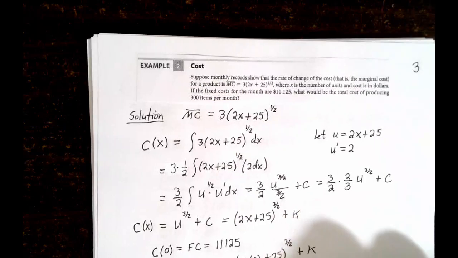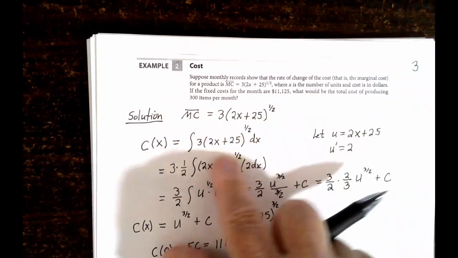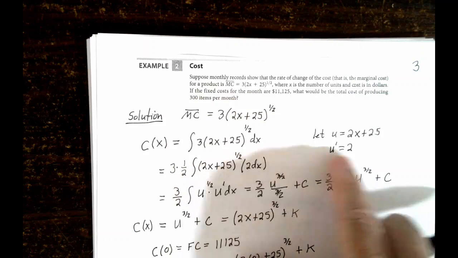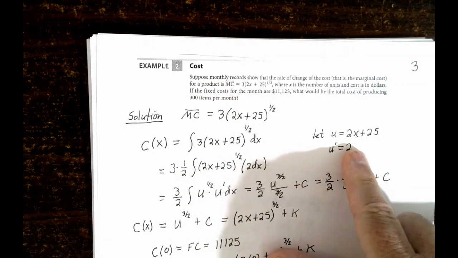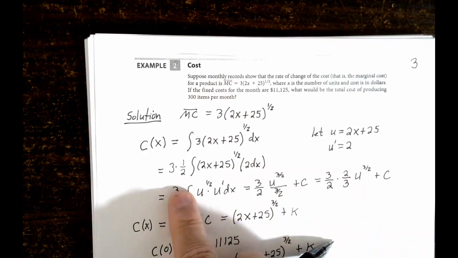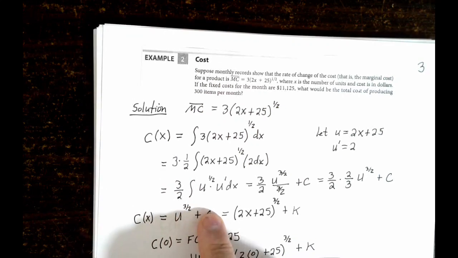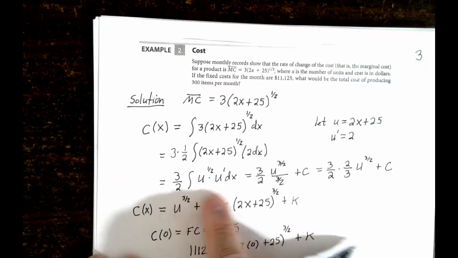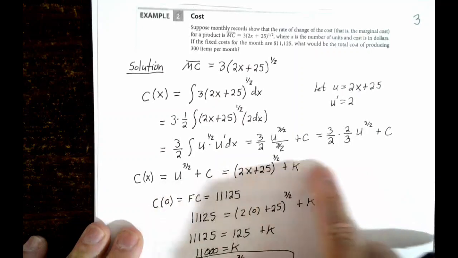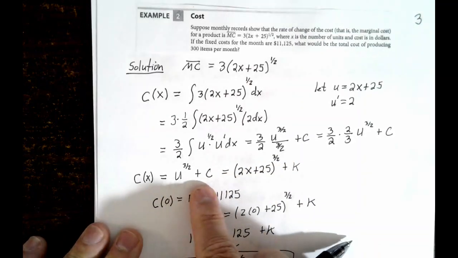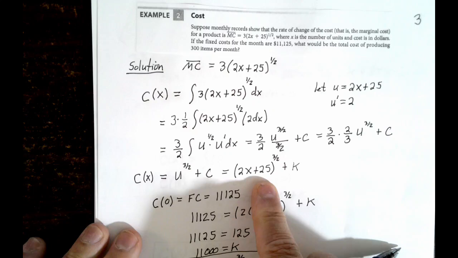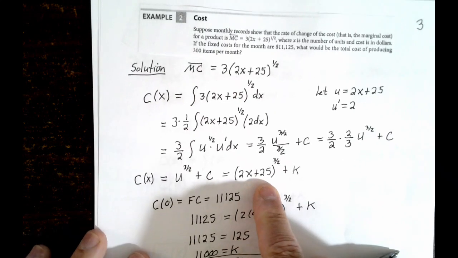Number 2, same idea. You got the marginal cost and you integrate that, and you got to use u and u prime here. You bring in a 2, so you bring outside a 1/2. And then when you integrate, you get this, and simplify it down, you finally get to this, which is this when you plug in what u equals.